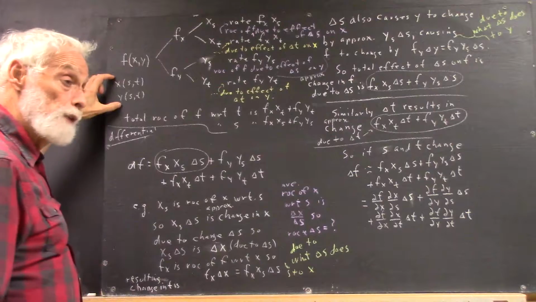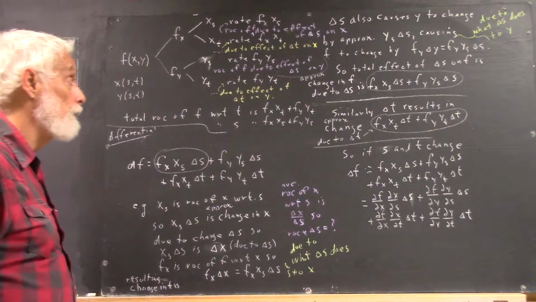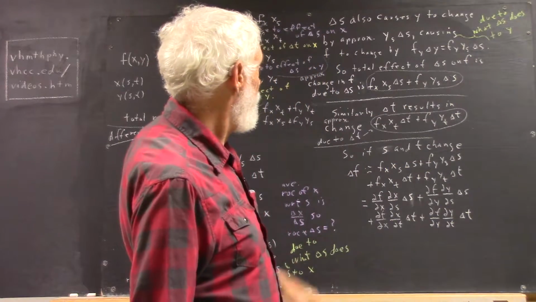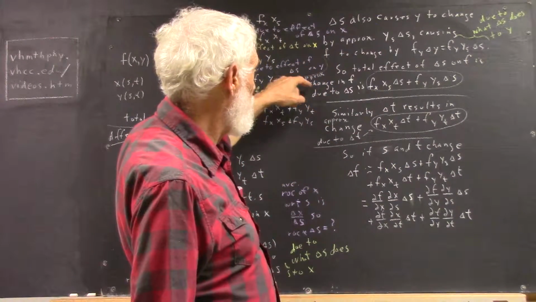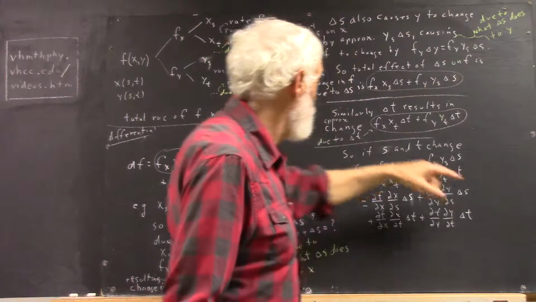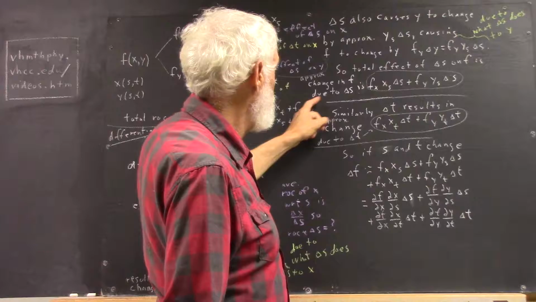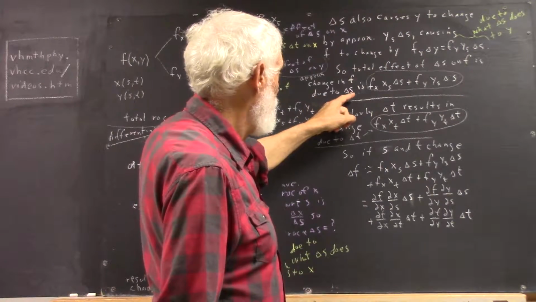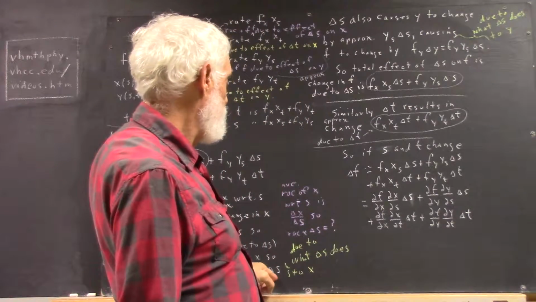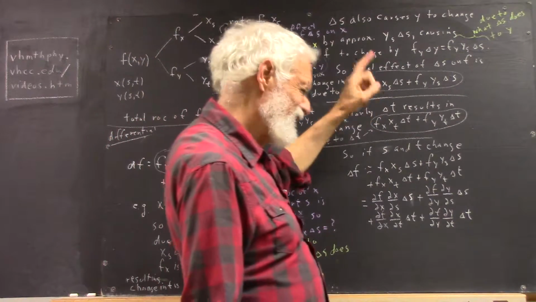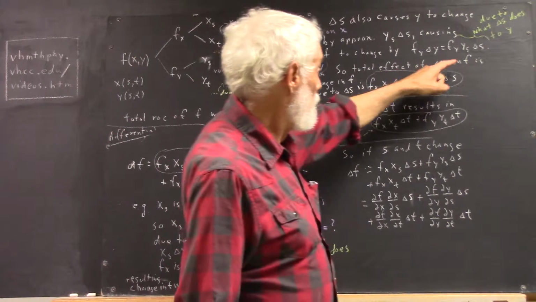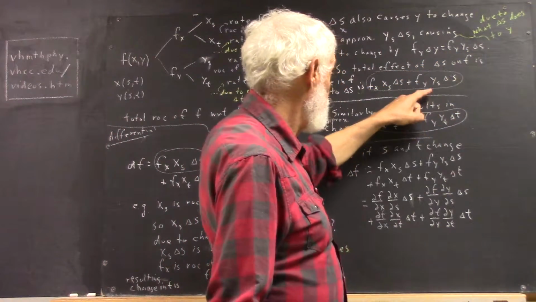If you add those two changes, you get the approximate change in X. So the total effect of delta S on F is the approximate change in F due to delta X, and that is just the sum of Fx, Xs, delta S, you read it, tongue twister, and Fy, Ys, delta S.